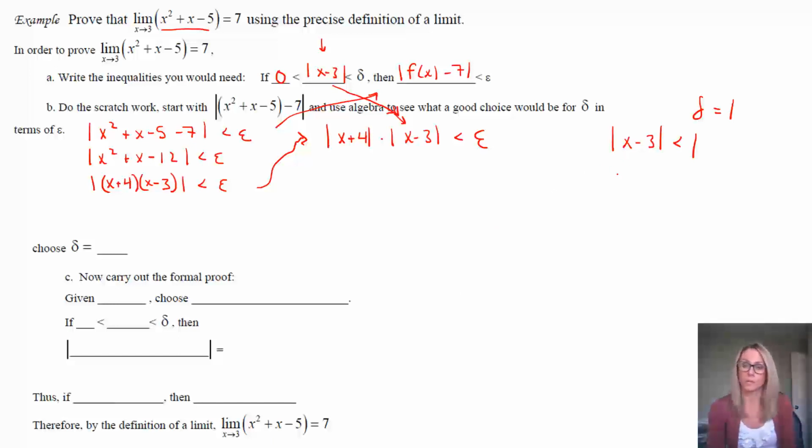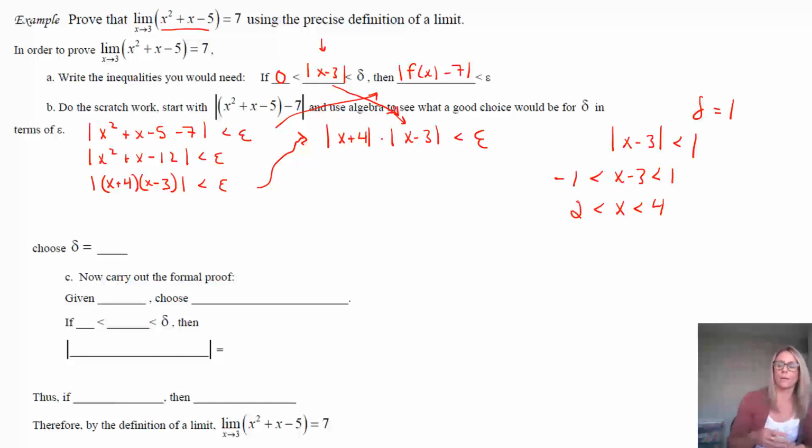And the way we bound it is just by using the fact that it's an absolute value inequality and then solving for x. So the idea here, by adding 3 to both sides, is that if delta equals 1, then the absolute value of x minus 3 is bounded so that x has to be between 2 and 4. That's the only way that the absolute value of x minus 3 is going to be less than 1.